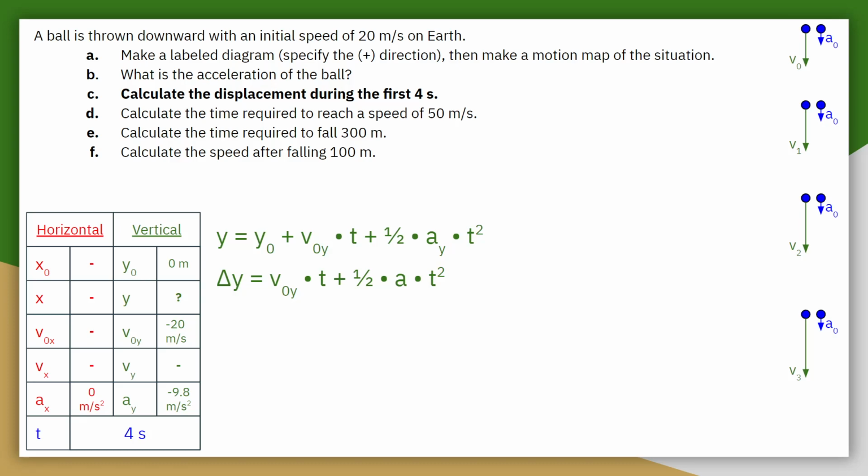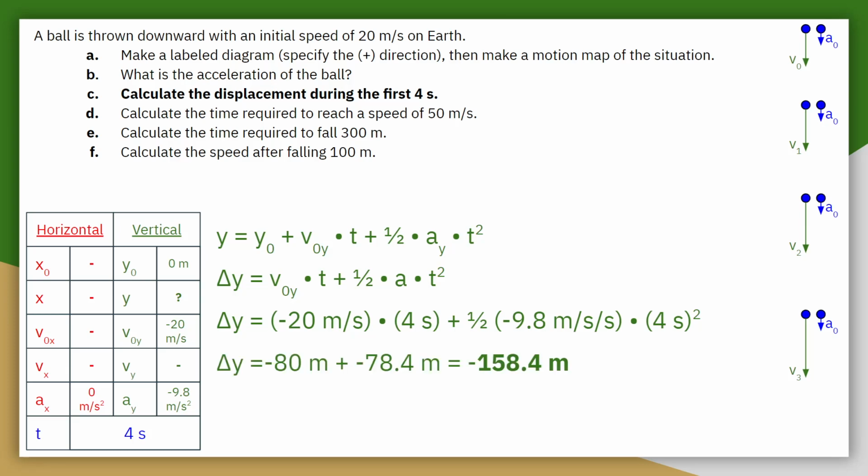Now that I've got my variable I'm solving for by itself, I plug in the numbers. Our initial vertical velocity is negative 20 meters per second. The time is 4 seconds. The number 1/2 stays the same. The acceleration is negative 9.8 meters per second each second, or negative 9.8 meters per second squared. And then times our 4 seconds of time, that gets squared. Simplifying that down, that means that our change in position is going to be equal to negative 80 meters plus negative 78.4 meters when we just solve those two terms separately.